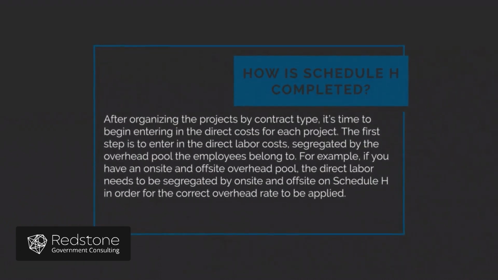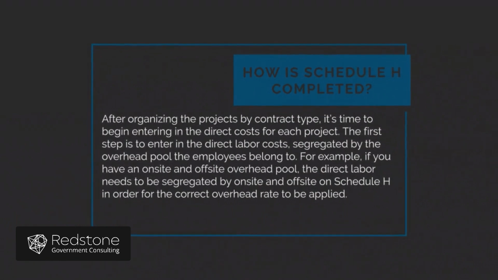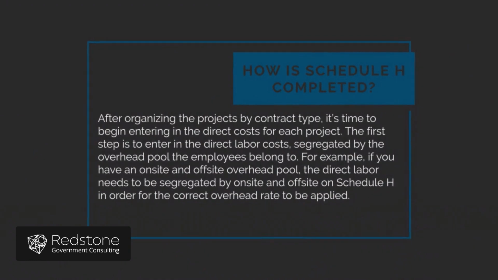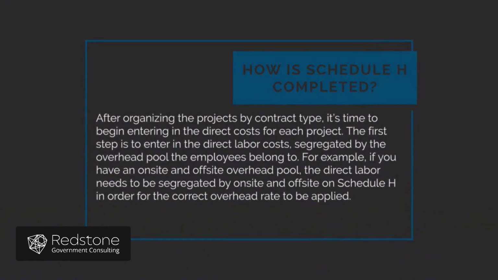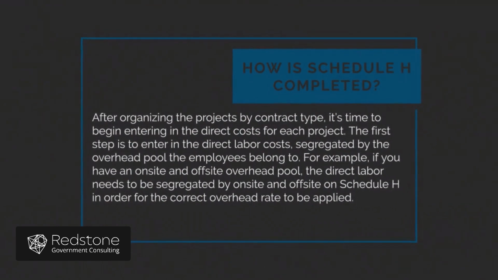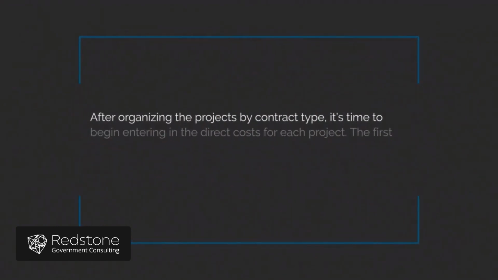The first step is to enter in the direct labor costs, segregated by the overhead pool the employees belong to. For example, if you have an on-site and off-site overhead pool, the direct labor needs to be segregated by on-site and off-site on Schedule H in order for the correct overhead rate to be applied.